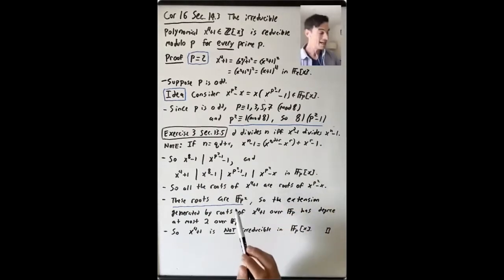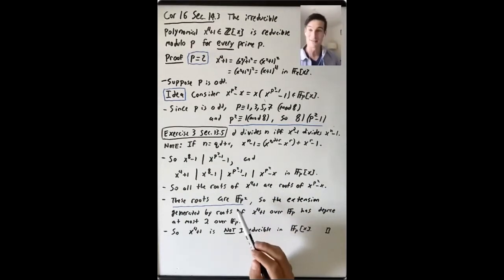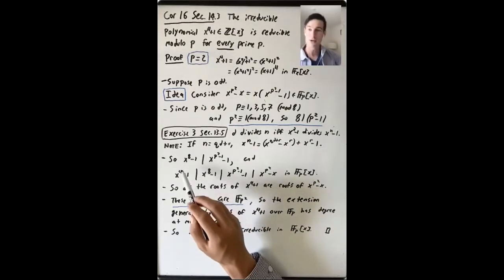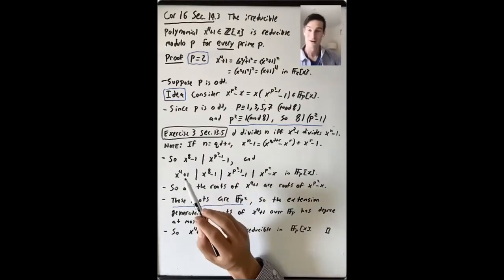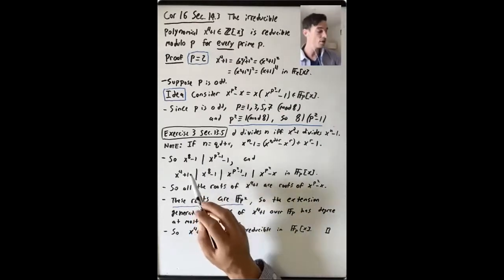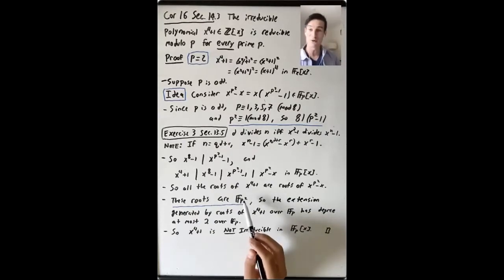That splitting field is Fp squared. This set of roots is a finite field of order p squared. It's a degree 2 extension of Fp. So what does that mean? If you adjoin all the roots of x to the 4th plus 1 to Fp, what extension are you generating? Well, all those roots are contained in a finite field of order p squared.